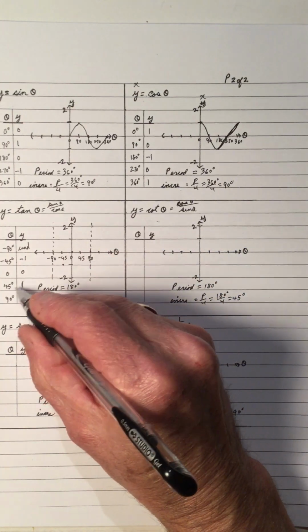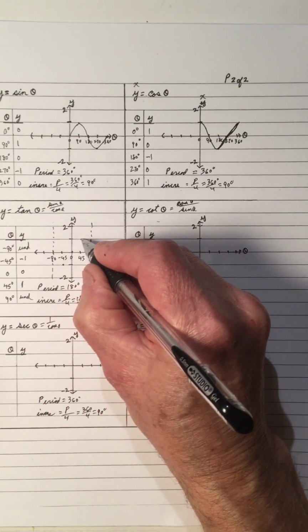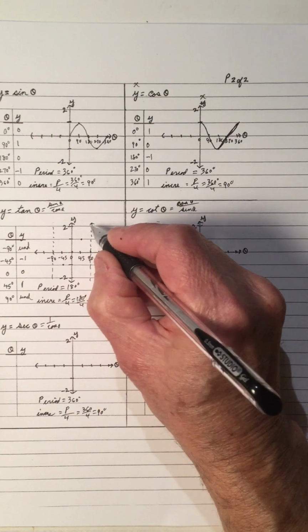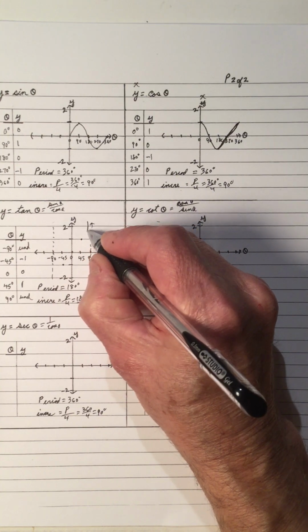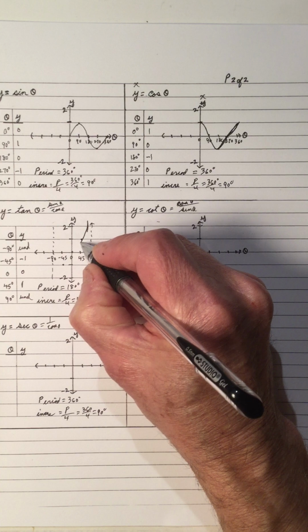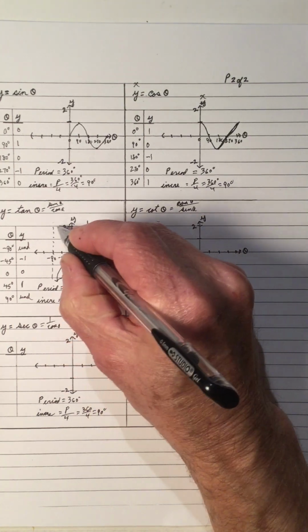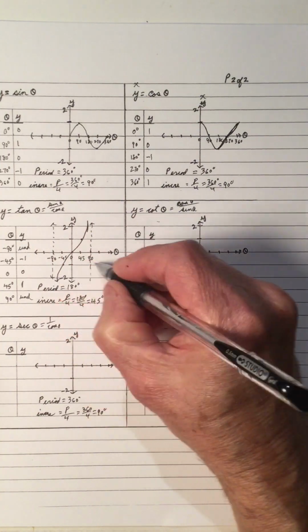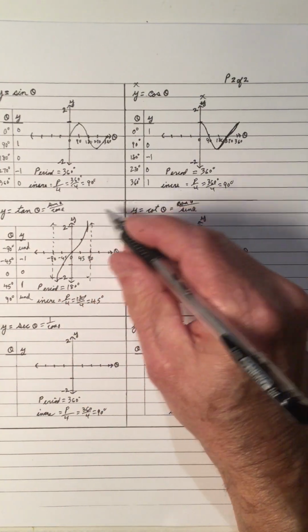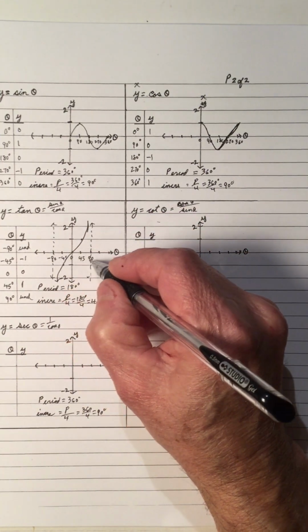Because this is a vertical asymptote, the tan graph comes down like this, swings in, and goes down to here. So there's the tan graph, and you can see it from negative 90 to 90.